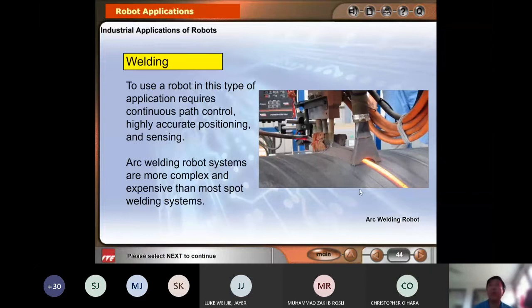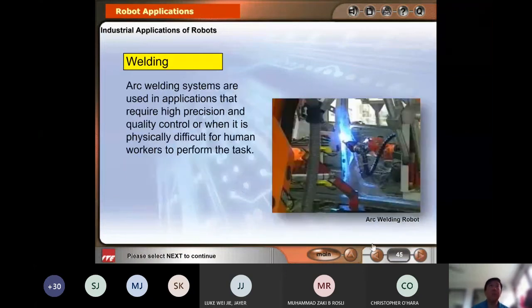This is called arc welding also. That's why you can see the line is very smooth. Spot welding, you'll never get this type of result. You'll see one dot, one dot, one dot, one dot, one dot. Very ugly. Only arc welding can give you this type of pattern. And of course, they are more expensive.